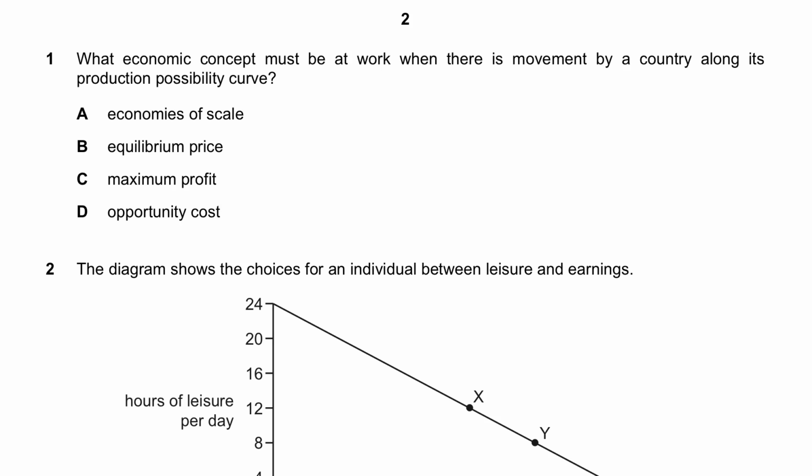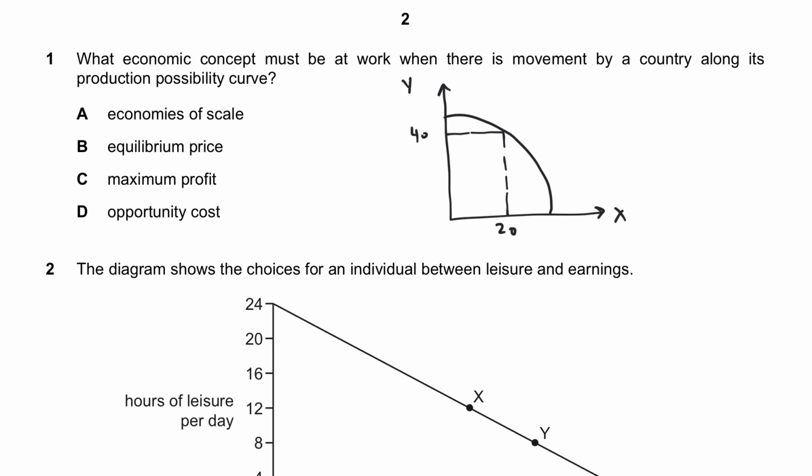The first question says: what economic concept must be at work when there is a movement by a country along its PPC, or production possibility curve? Well, quick recap of what a PPC is. A PPC is a curve that shows you the maximum output a country can make of two goods, let's say good X and good Y, using your resources fully and efficiently.